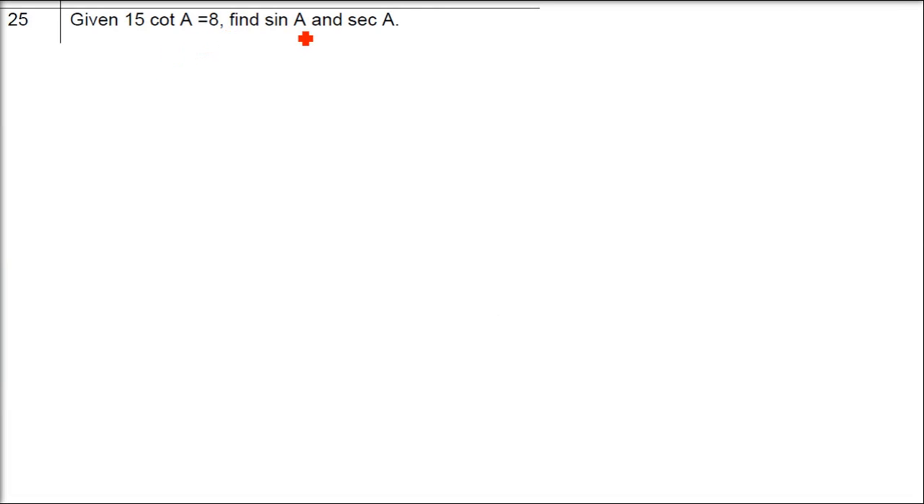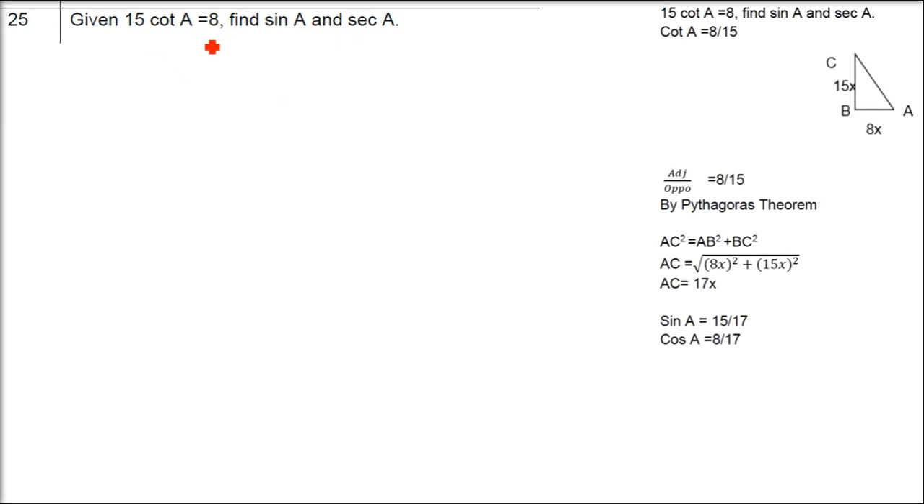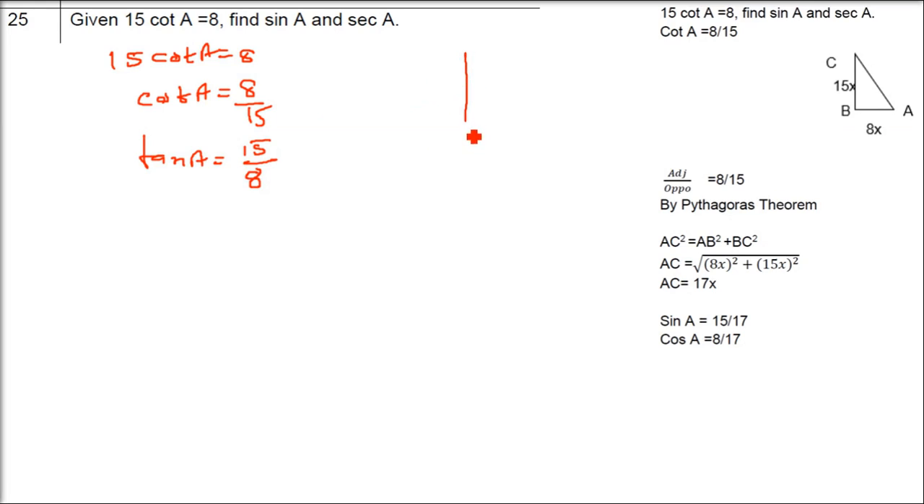Now given 15 cot A equals 8, find sin A and sec A. So 15 cot A equals 8. What is cot A? Cot A will be 8 by 15. So what will be tan A? Tan A will be 15 by 8. You can also do with cot A, it doesn't matter. Because we always deal with sine, cos and tan. That is why I converted it into tan A. So tan A is perpendicular by base.